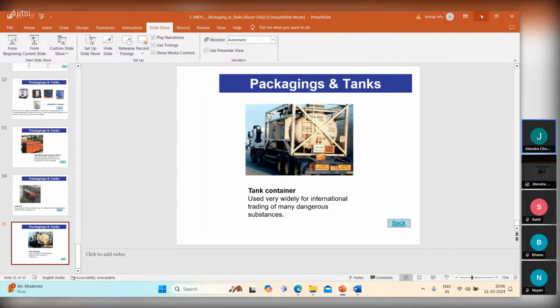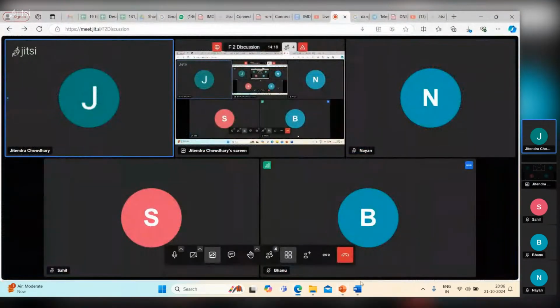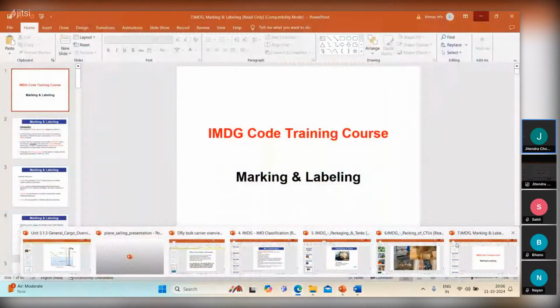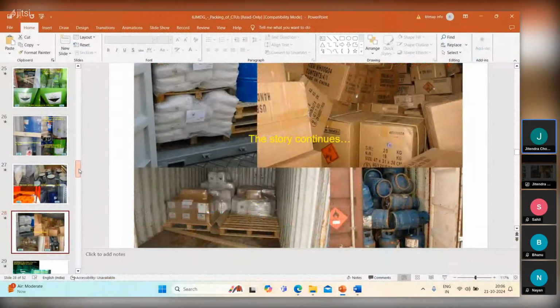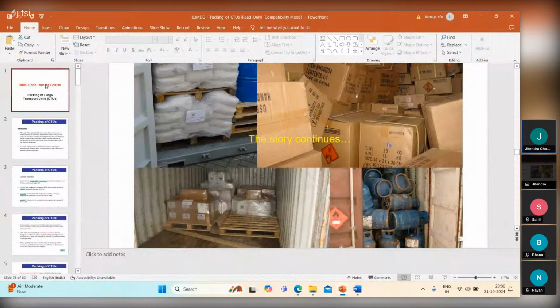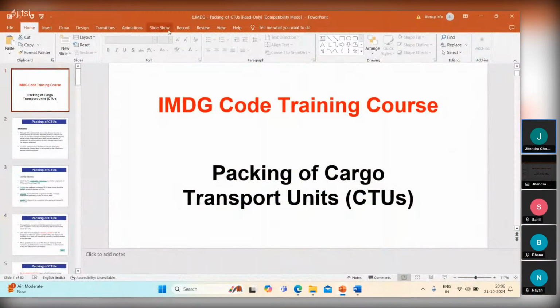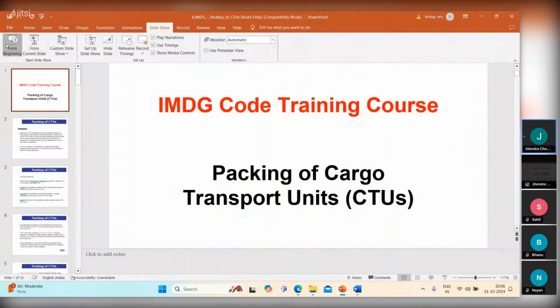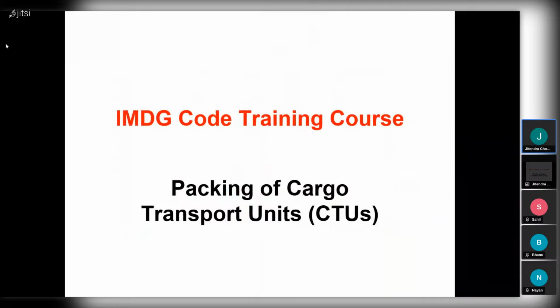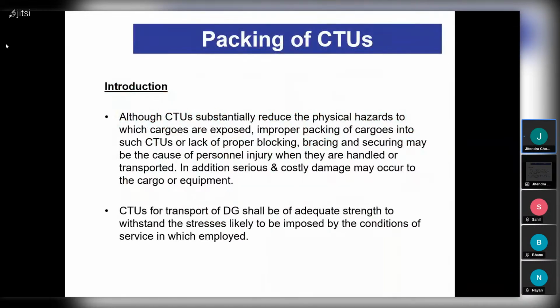So now we will go to the packaging of CTUs, container transport units, quickly. So the packing of CTUs, although you know that it reduces a lot of the physical hazards. Like today we had NYK company in our college. So NYK is one of the biggest container transporters.